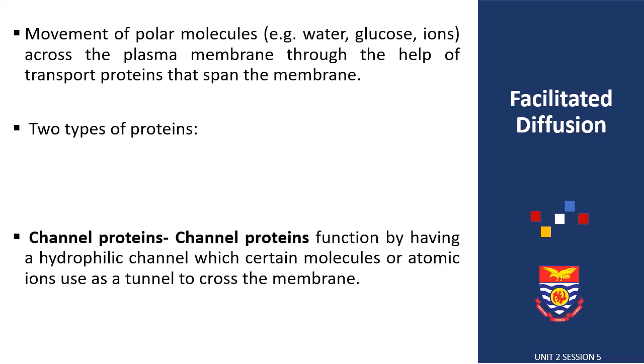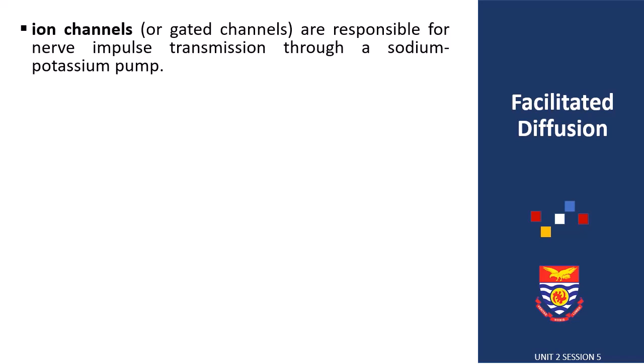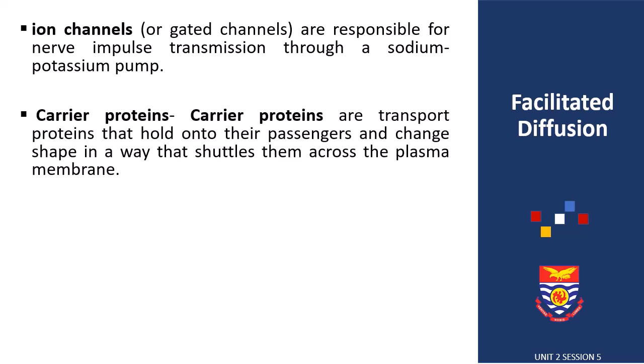Starting with channel proteins, they function by having hydrophilic pathways through which water molecules or small ions are able to cross the membrane. An example is aquaporins, which are found in the membrane of cells, and they enhance the rate of water movement across the plasma membrane. Apart from aquaporins, there are also ion channels, and these gated channels are responsible for nerve impulse transmission through the sodium-potassium pump.